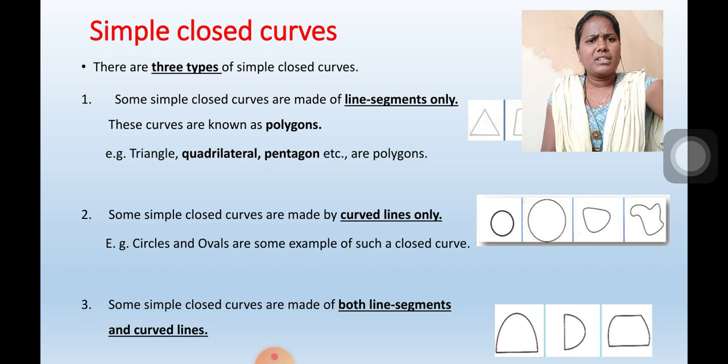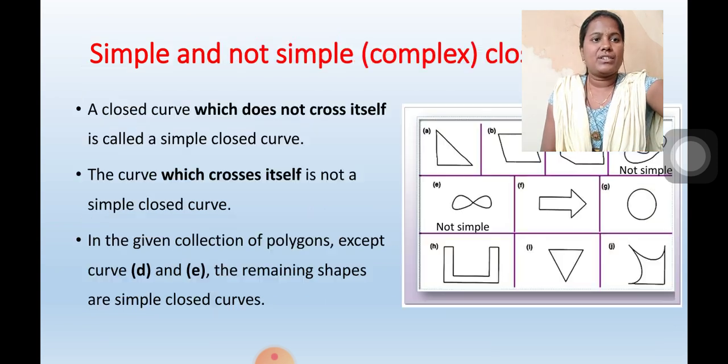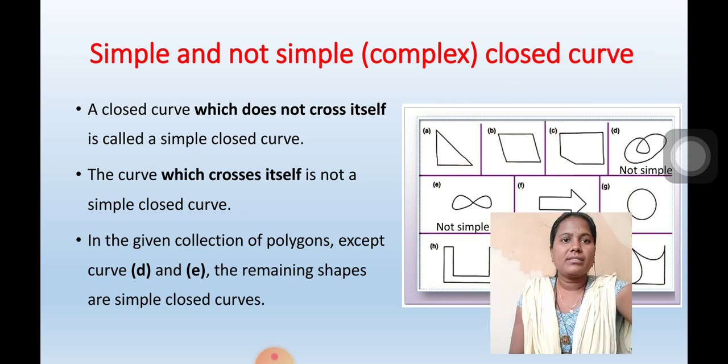And the third type: some simple closed curves are made up of both line segments and curved lines. There are three figures here. If you observe the three figures at the bottom, you see that they are made up of both line segments and curved lines. Are you understanding?